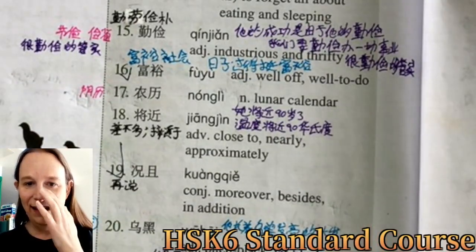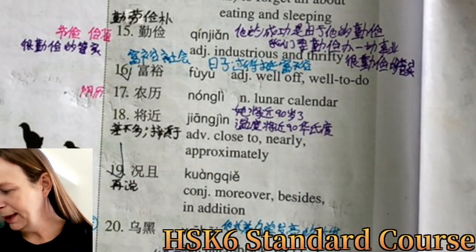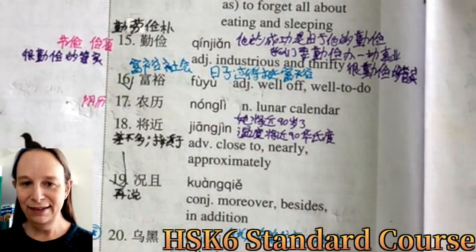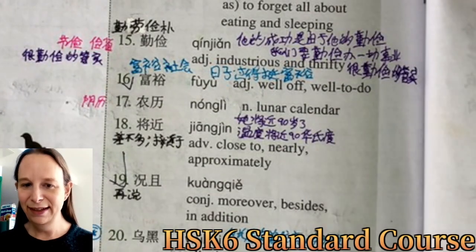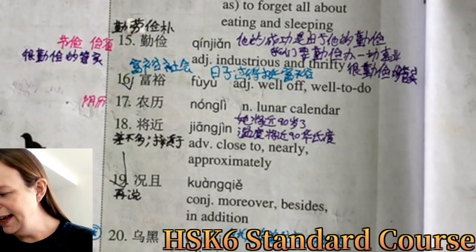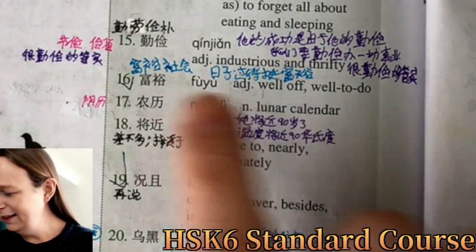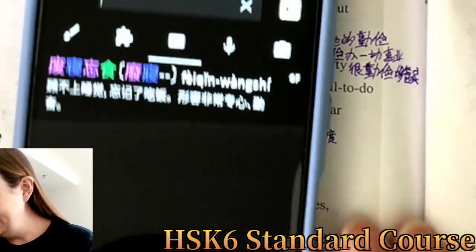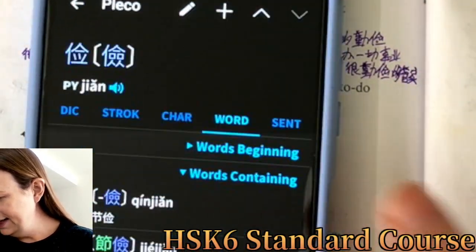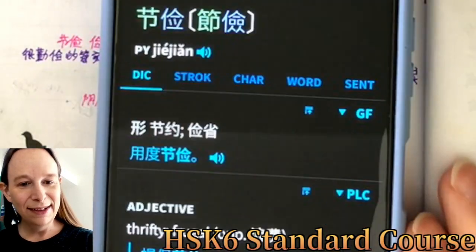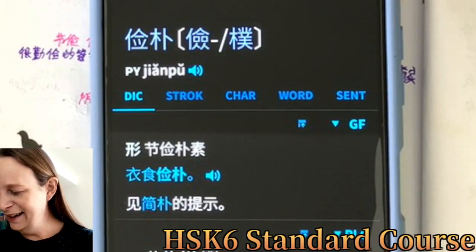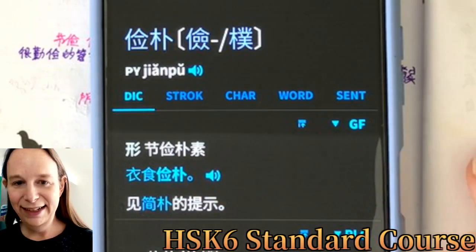Okay, next is Qin Jian. Okay, Qin Jian. Qin Jian De Qin is Qin Lao De Qin, right? Qin means industrious. The Jian. I only ever see this character in the word 勤俭 and no other words, 勤俭. So let's see. 勤俭, 节俭. Oh, actually, I have seen this one. 节俭. No, I said the wrong thing. I have seen that one. 简朴. Yeah. But that's kind of from 节俭. 简朴.